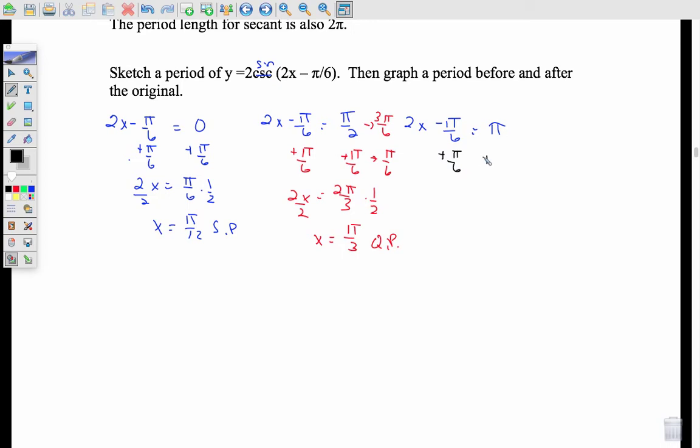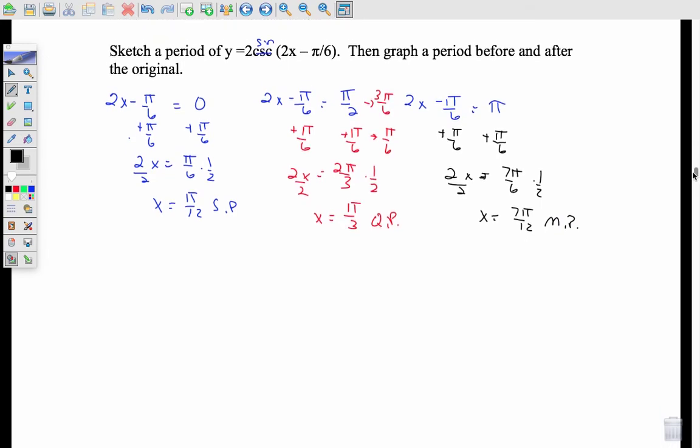Just zipping through the math here, I'm going to add pi over 6 one more time to find my midpoint. Pi plus pi over 6 is 7 pi over 6. Divide by 2, multiply by a half. X equals 7 pi over 12 is our midpoint.